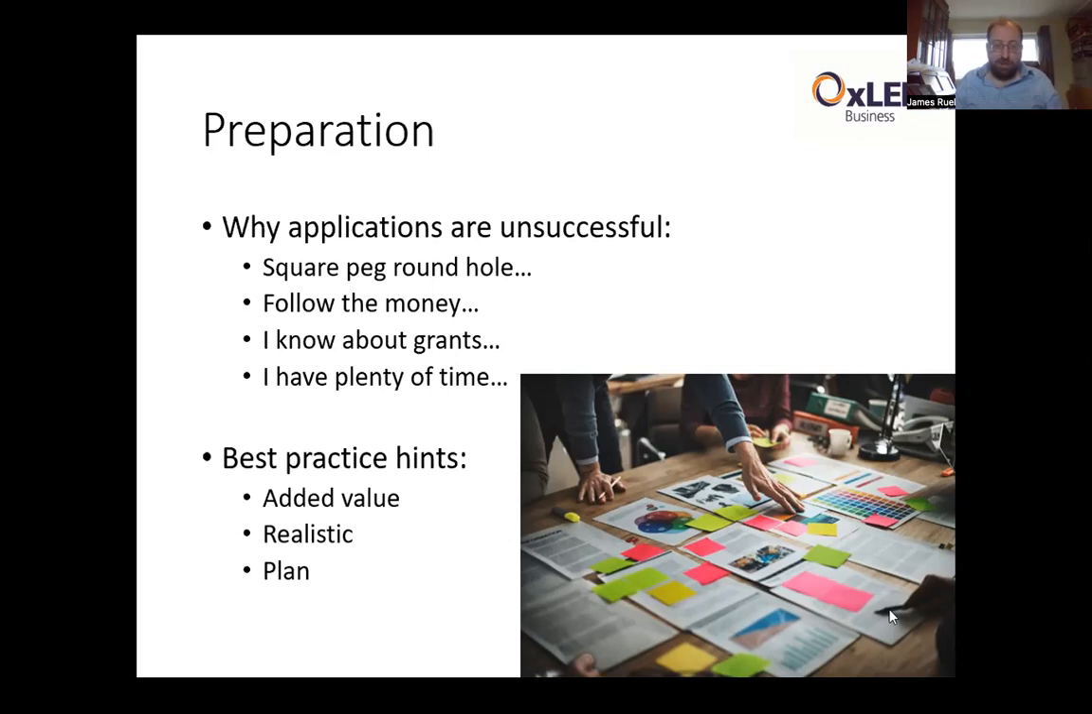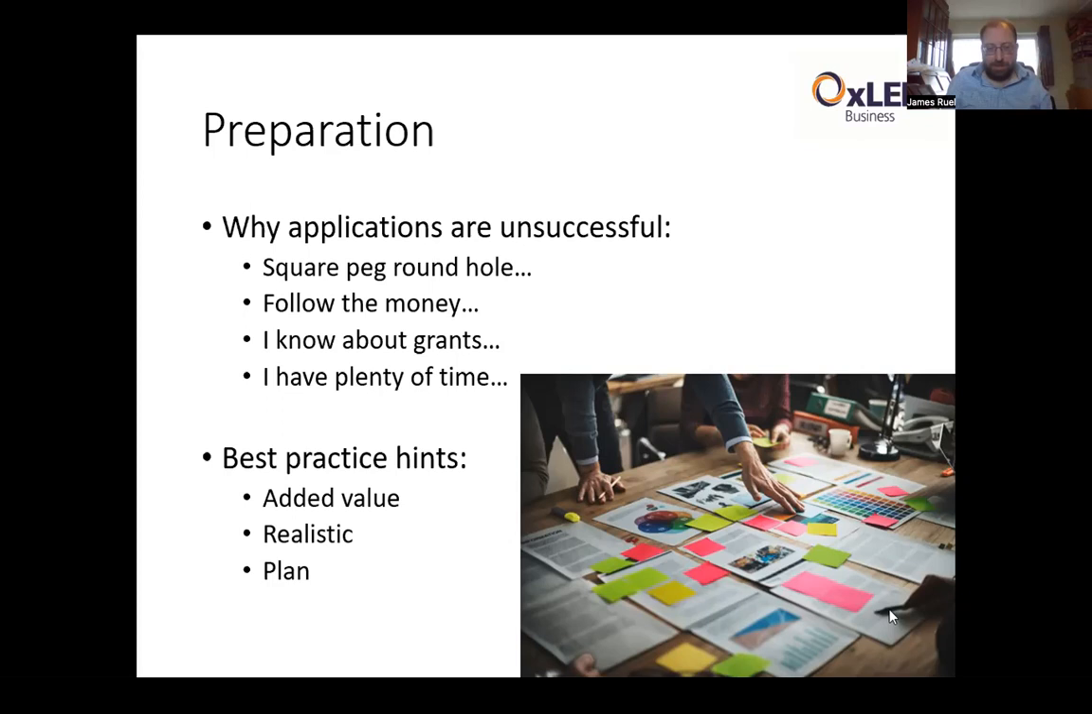All grant schemes are different. They all have slightly different requirements, some of them significantly different, some of them not so different. Applications can be unsuccessful because applicants think they know how grant schemes work and haven't checked how this specific scheme works.